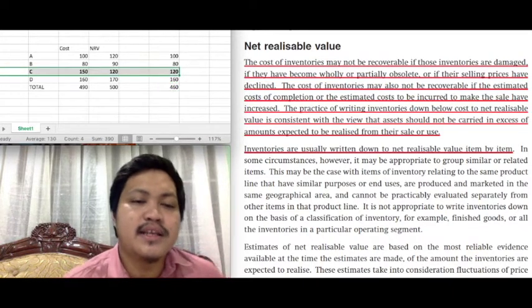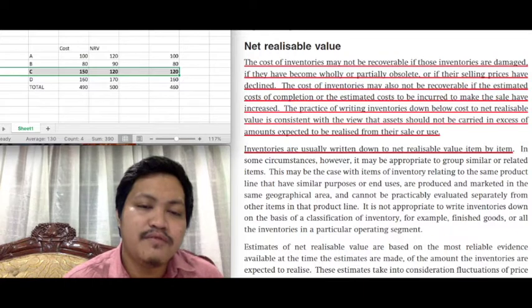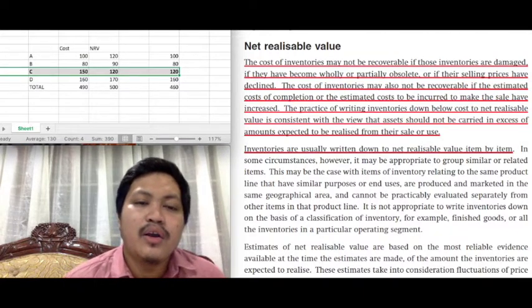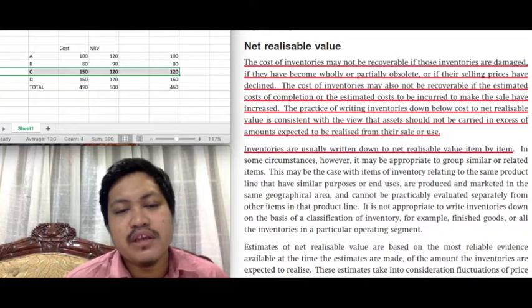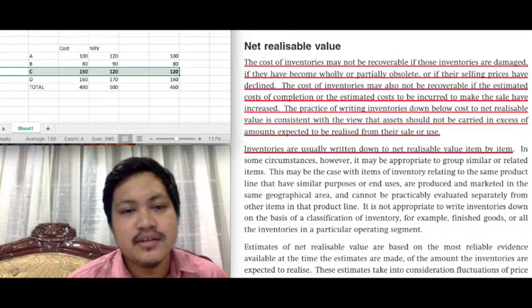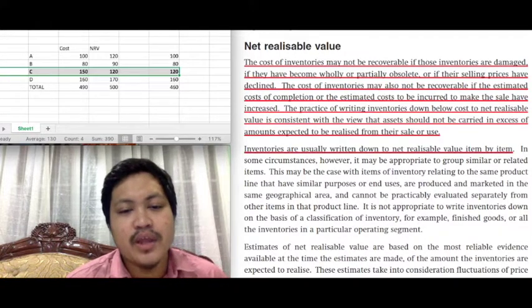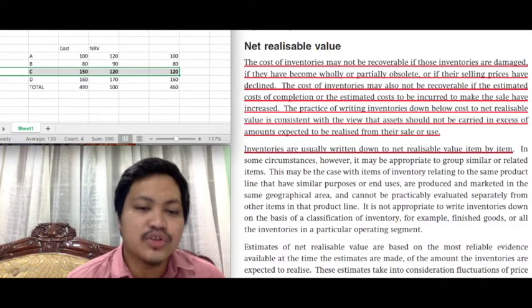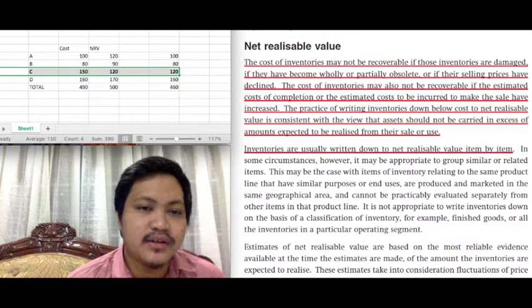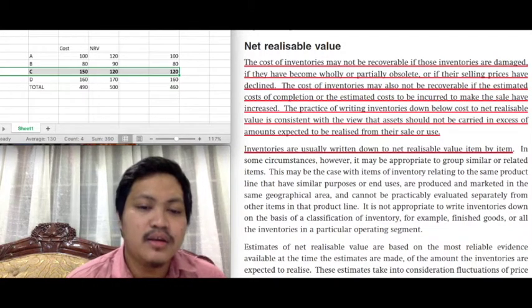Focusing now on product C class, since this was the only inventory that was written down, at the end of the year, it was reported at 120. But what if in the subsequent year class, the net realizable value improved to 140? From 120, it is now at 140. So the question again that we will have to answer is, at what amount should product C be reported?